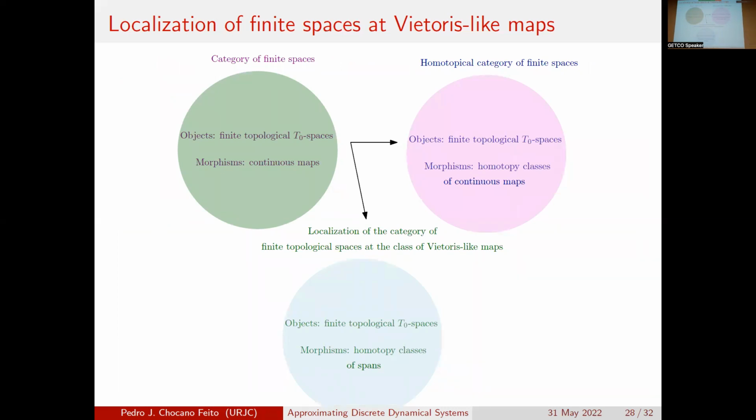picture about categories. On the one hand, we have the category of finite spaces. On the other, we have the category of homotopical spaces. Using the previous idea, we have a new category, which is a localization of the category of finite spaces at the class of Vietoris-like maps. And somehow, this category encloses information of the homotopical category, in the sense that if two spaces here are homotopy equivalent, then here they are also homotopy equivalent. So it generalizes some notions of homotopy in the usual setting.